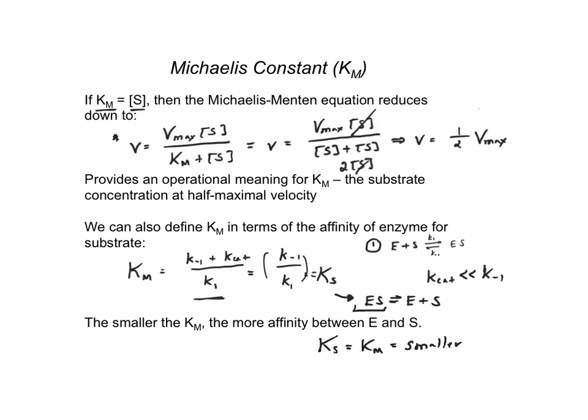So for the smaller value of Km, the greater the affinity of enzyme for substrate. Okay? Smaller value of this association means that they come together and they like to be together. Okay? So that's another working definition that we can have for Km, a measure of the affinity of enzyme for substrate. The smaller the value, the more affinity there is. Okay? All right, so that's Km, working definition. Substrate concentration at half maximal velocity, also a good measure of overall affinity of enzyme for substrate.